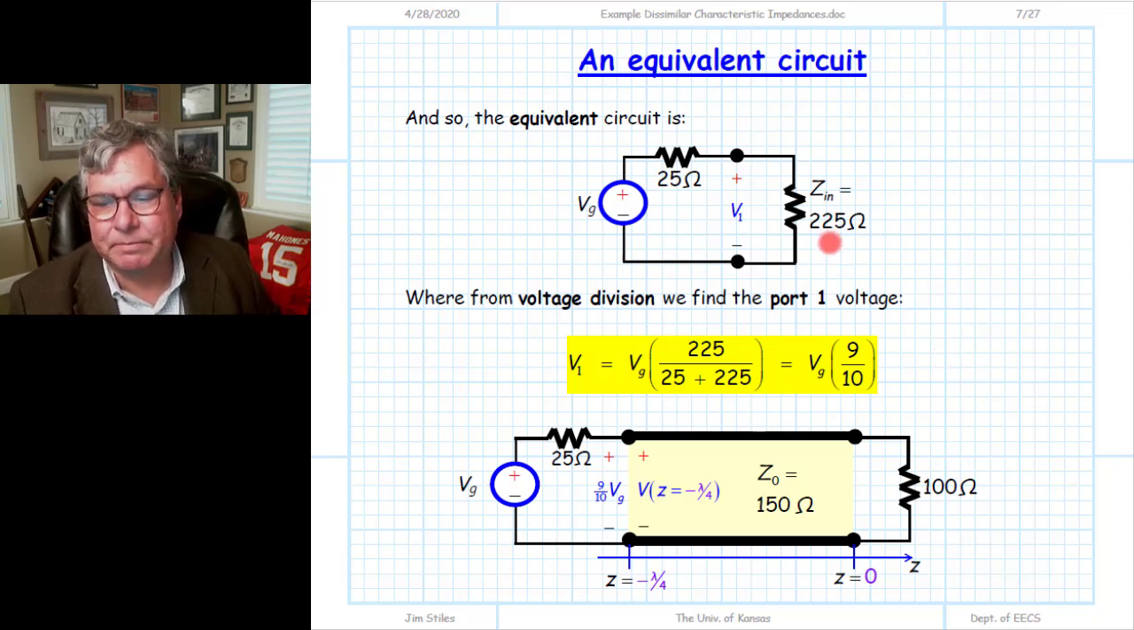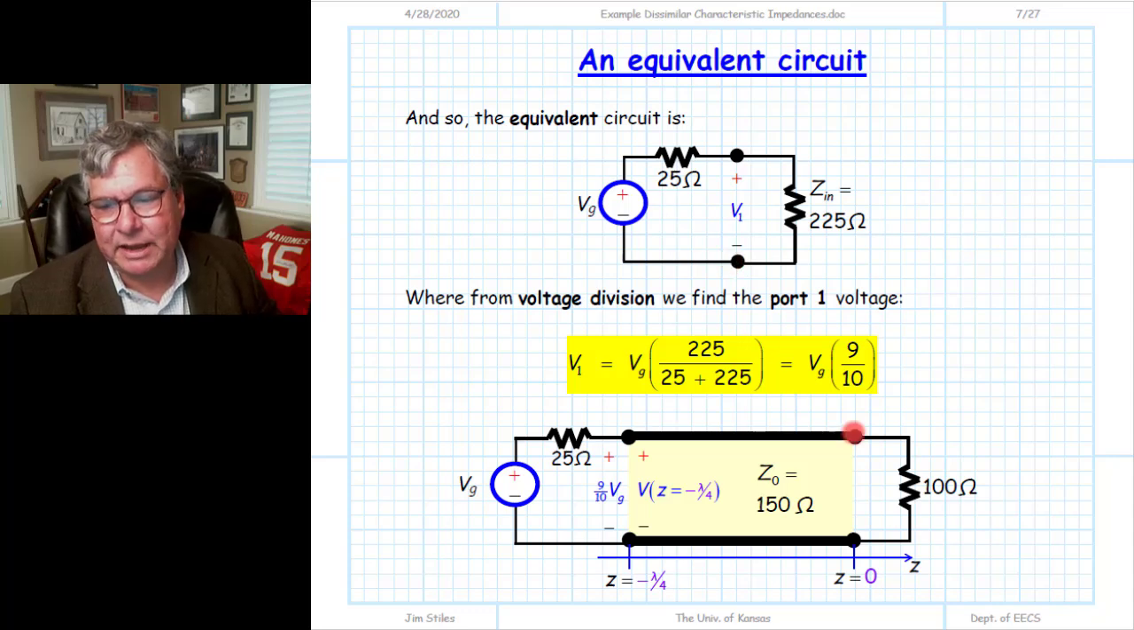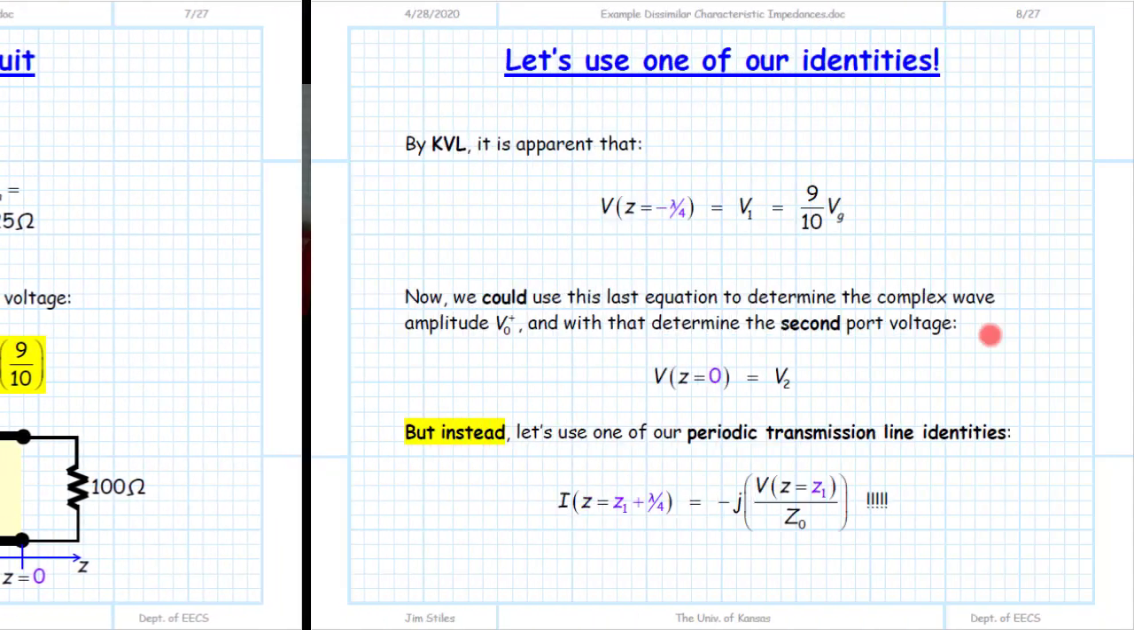So this is what we've done. We replaced the remaining structure down here with its input impedance of 225 ohms. We have a voltage division problem to determine this port 1 voltage, the total voltage at port 1. It's very simple, and it turns out to be 0.9 times the open circuit source voltage VG. That voltage V1, by KVL, you notice, must be equal to the total voltage on this transmission line when evaluated here at the beginning of the line at minus lambda over 4. So from this analysis, right away, we know the total voltage at one end of our transmission line. And so we need to use that solution to propagate down and determine the voltage now at the other end of the transmission line.